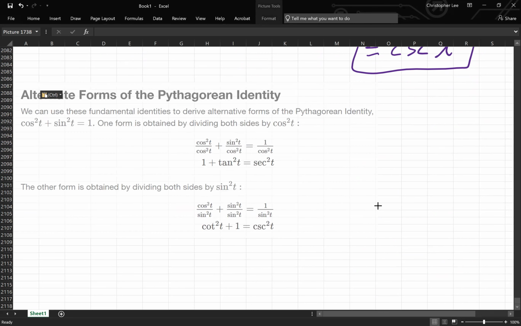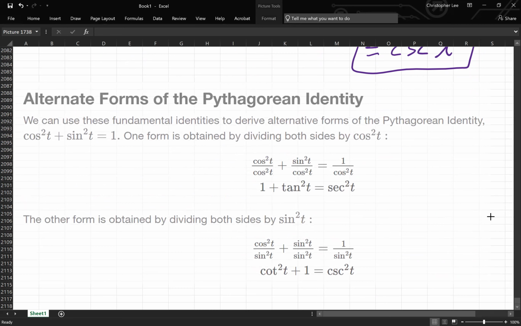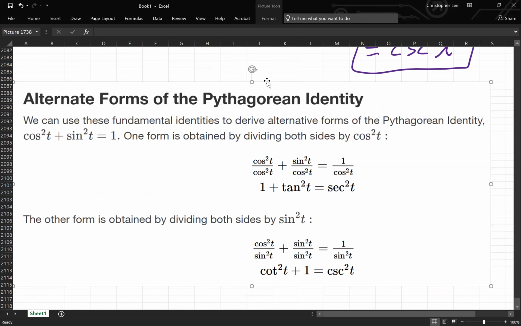All right. Let's talk about alternate forms of the Pythagorean identity, right? So we can use these fundamental identities to derive alternate forms of the Pythagorean identity. Cosine squared t plus sine squared t is equal to 1. Remember that, right? That's the most important one of all, right?